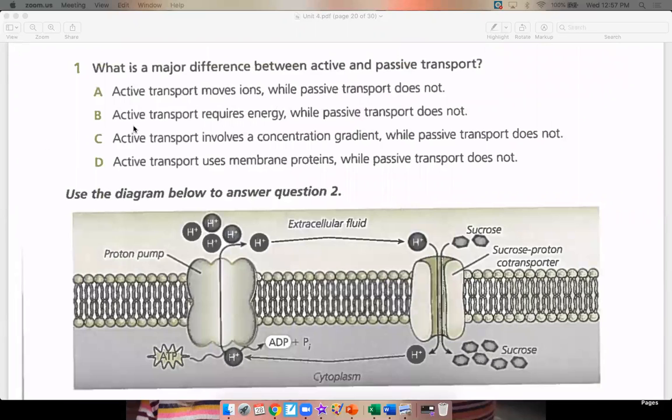What is the major difference between active and passive transport? A, active transport moves ions while passive transport does not. B, active transport requires energy while passive transport does not. C, active transport involves a concentration gradient while passive transport does not. Or D, active transport uses membrane proteins while passive transport does not.